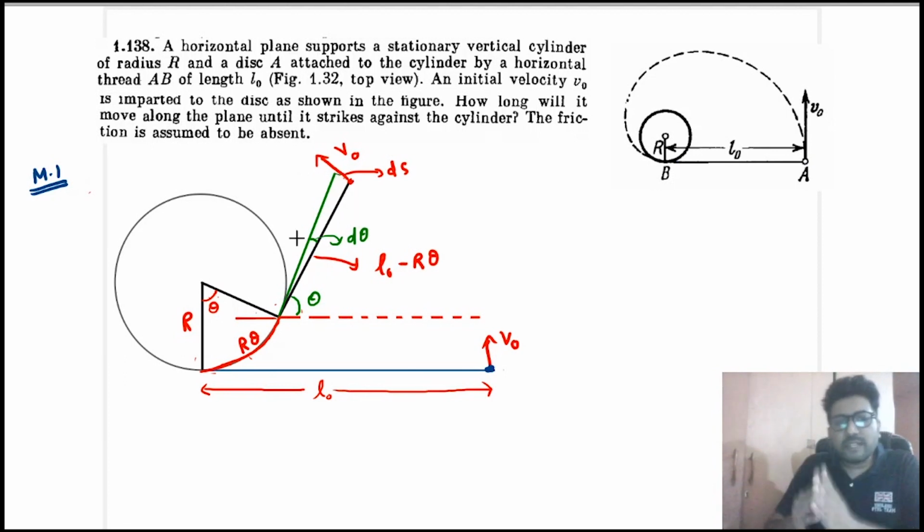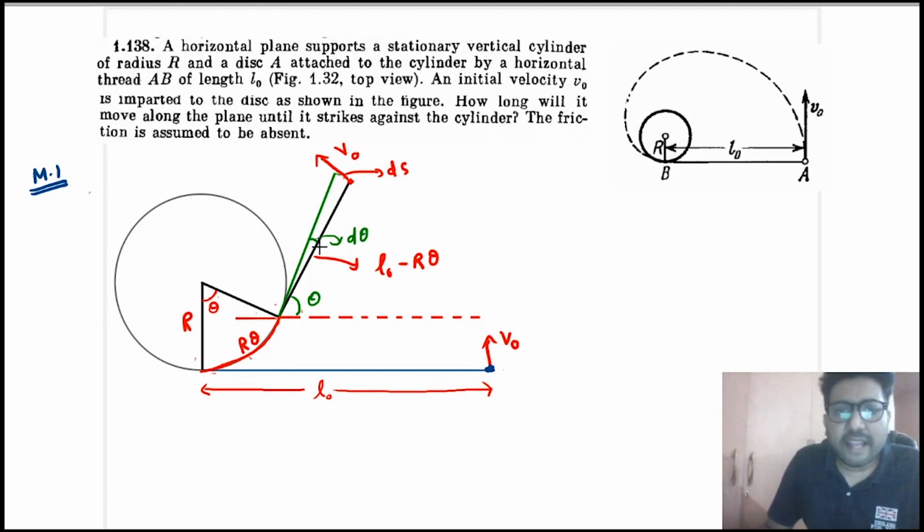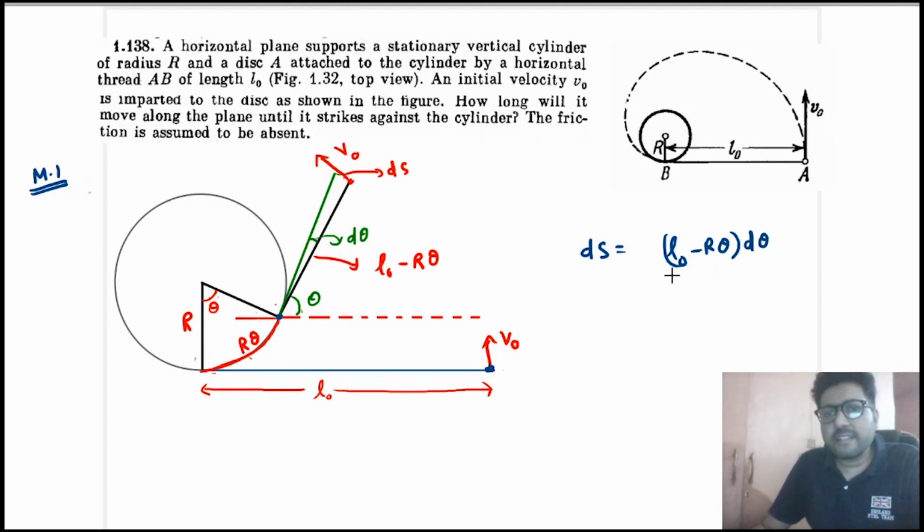Now suppose from this point it has rotated further by an angle d theta. Because this d theta angle is so small, you can assume that the center of the circular motion has not changed. So you will say that this is the radius of the circle and this is the arc length that is covered in this small interval of time. So ds can be written as the radius, L0 minus r theta, multiplied by d theta. So ds is equal to (L0 minus r theta) d theta.